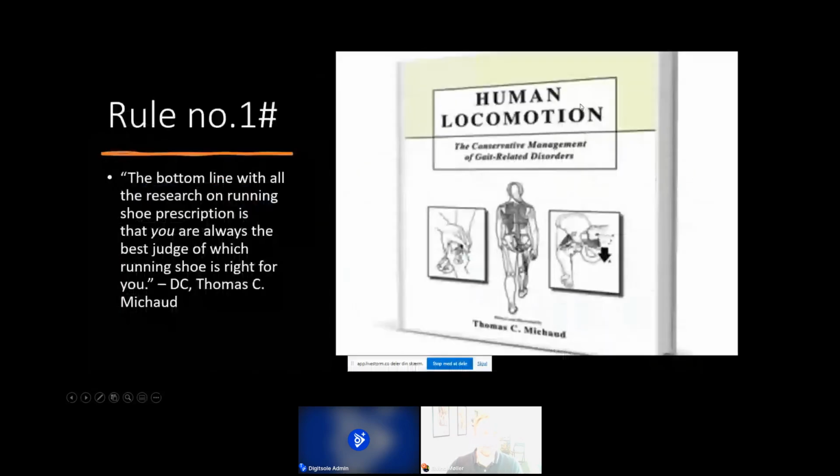So back to one of my not gurus, but one of the guys that I know, who has written this book, Human Locomotion, who has some really good thoughts about gait and running. Thomas C. Michaud, a Canadian chiropractor. He says that rule number one, the bottom line with all the research on running shoe prescription, is that you are always the best judge of which running shoe is right for you. And I can't argue any more than him on that aspect. That is the most correct way to do it.